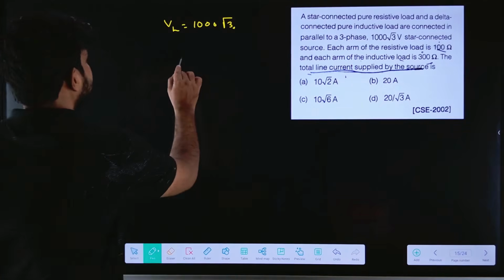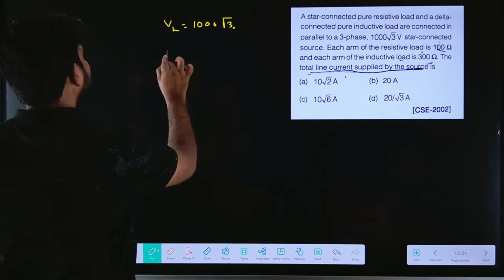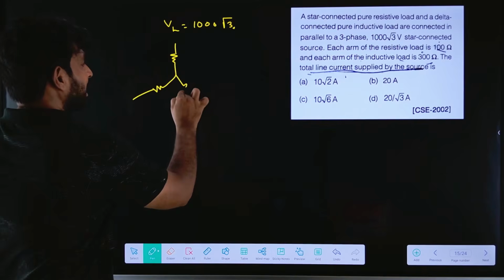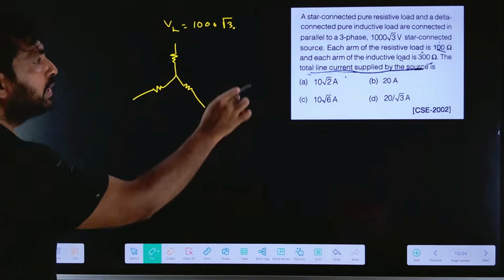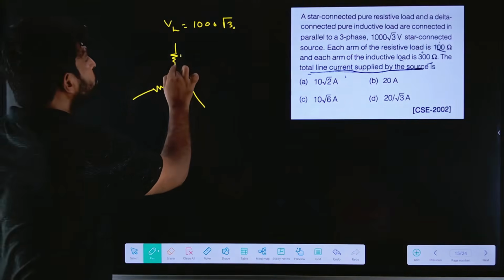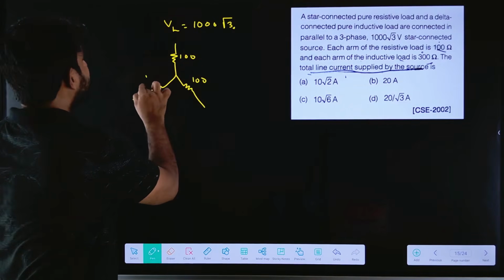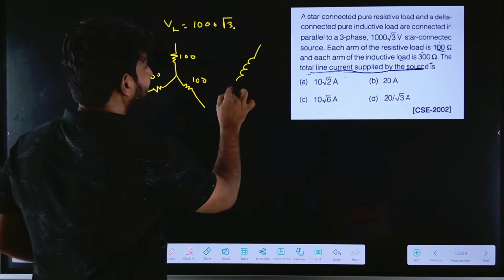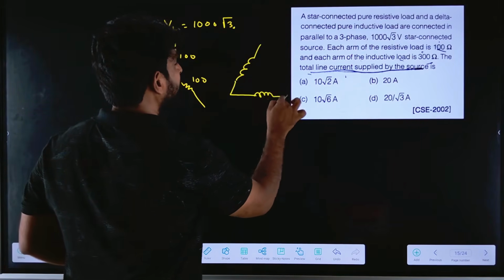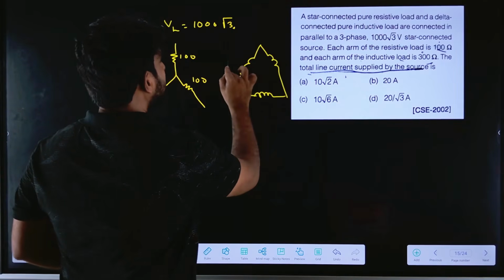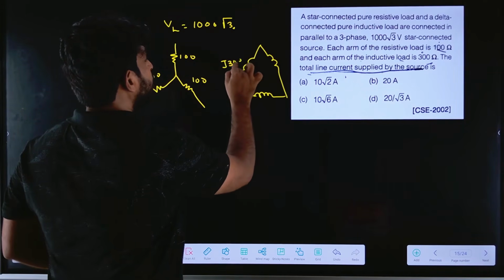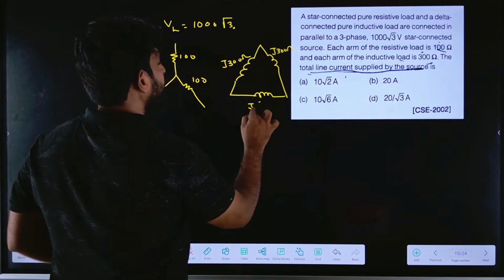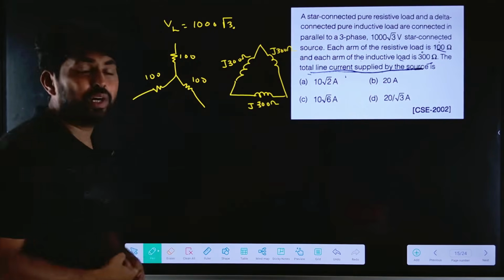Now let us find it easily. Here we have the star connected resistive load. Each value of the resistance is given as 100 ohms. The inductive load is connected in delta, and it is given as j300 ohms. These two are connected in parallel.